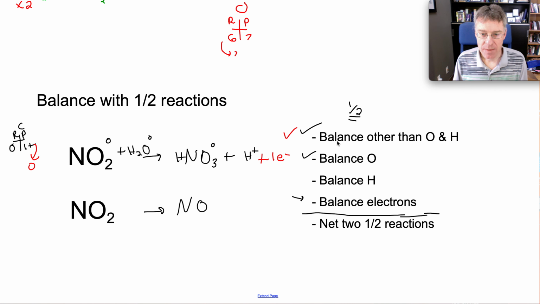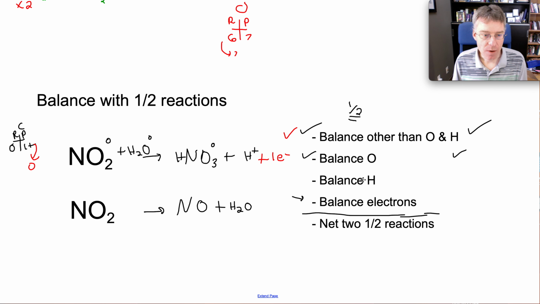So we're back to the top again, balance other than O and H. Well, we've got one N on both sides, that's good. Balance O by adding water. So we've got two O's on the reactant side, one on the product side. So we need another O, and we're going to get that by producing some water. Like, where does it come from? We're making more solvent.